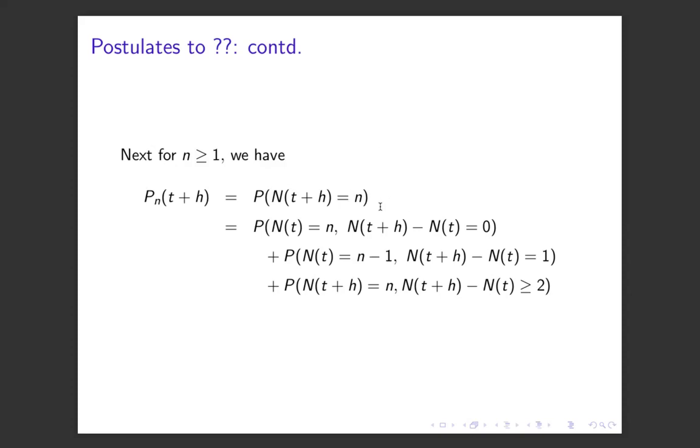So the disjointness is based on whether in t to t plus h there is 0 arrival, 1 arrival, or 2 or more arrivals. I suppose it is fairly clear that there is no error in this. Note it down if you want.